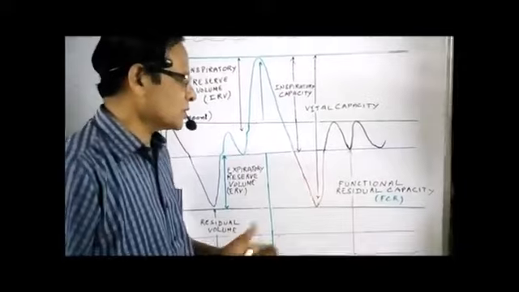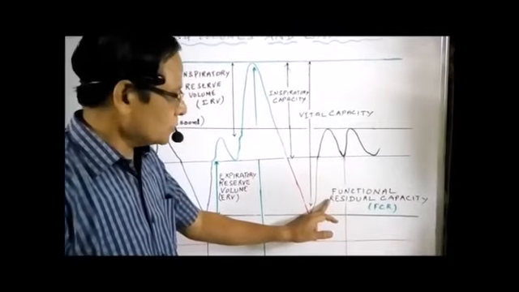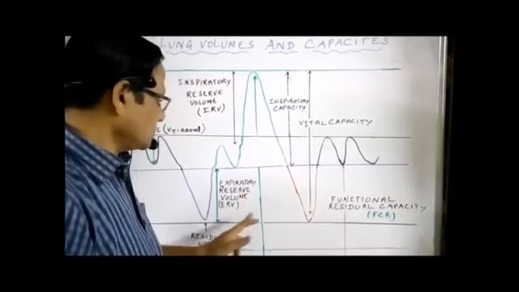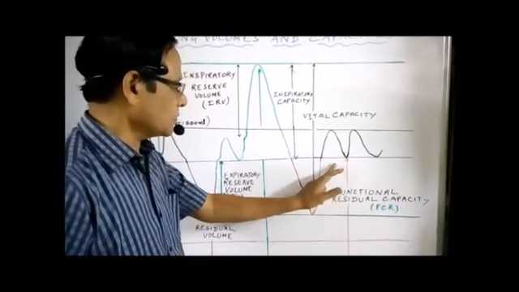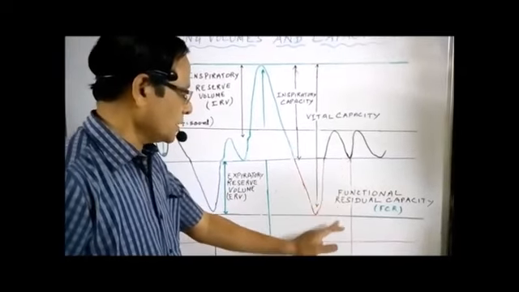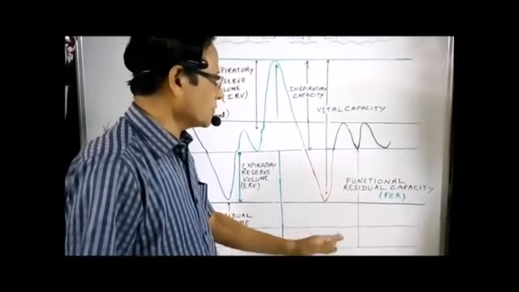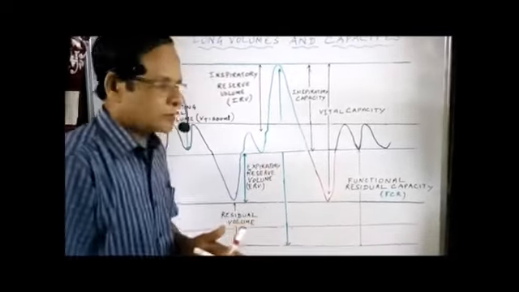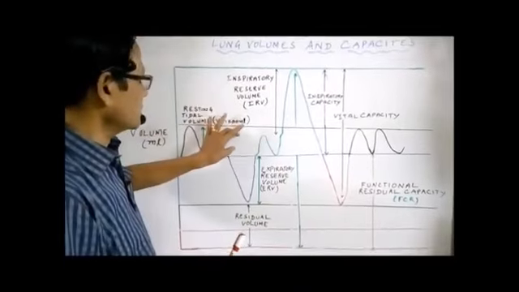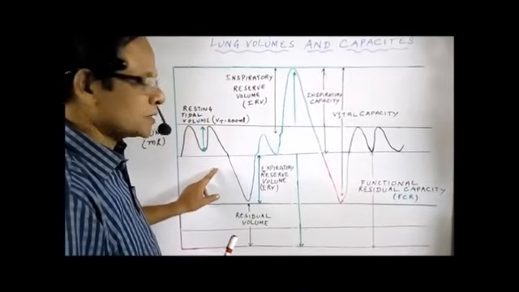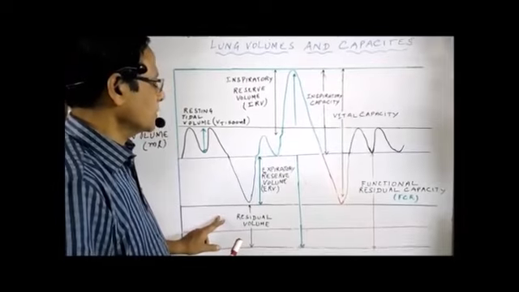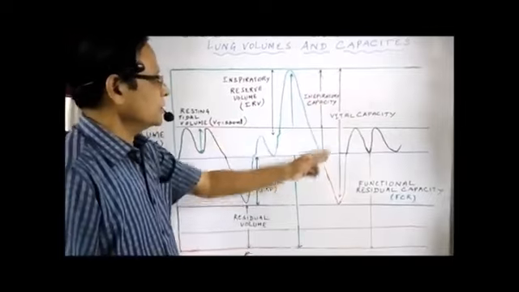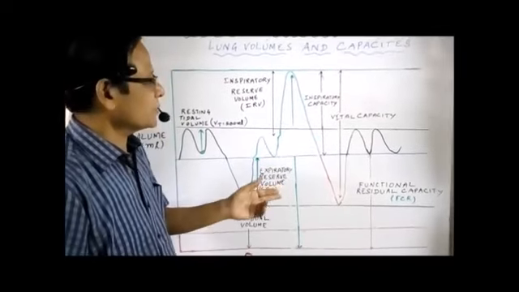Then we have the functional residual capacity, which includes expiratory reserve volume plus residual volume. That's why I'm extending the line here to here. This segment is the expiratory reserve volume, and this is the residual volume, together forming functional residual capacity. So we have to divide the segments. This is the inspiratory segment, this is the tidal volume segment, this is expiratory reserve volume, then we have the residual volume. By adding each one, I'm extending the line here to here, representing the vital capacity.